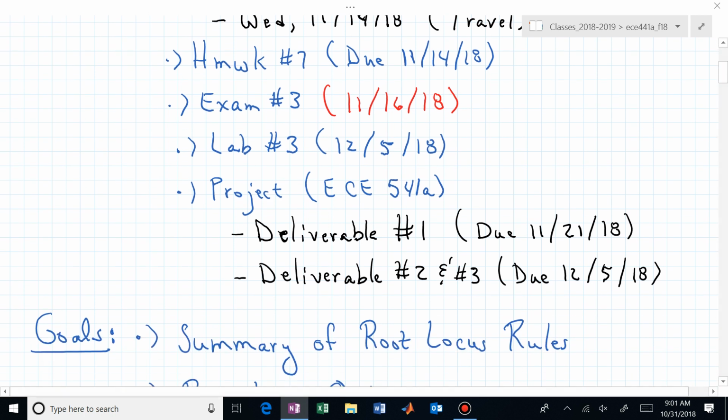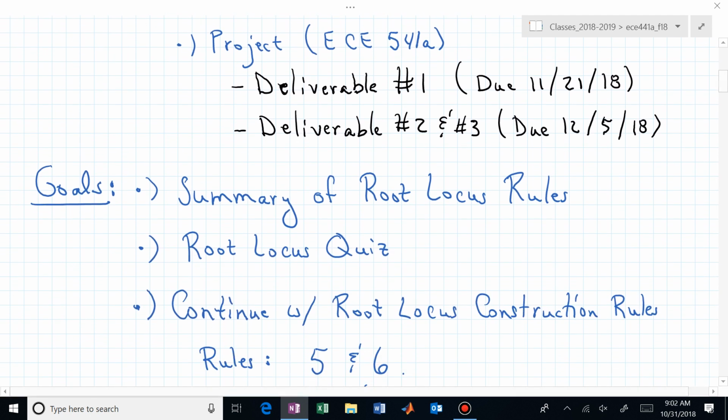Just as a reminder, I don't even think I have it yet available to you. Lab number 3 will be due the last class day. That's December 5th. I don't know how much you're paying attention to your calendar, but I'm trying to make sure that you have some of these dates in your mind or on your schedule. Deliverable number 1 is due right before the break on Thanksgiving. That's for the students in 541A concerning their project. And deliverables 2 and 3 will be due again on the last class day of the semester.